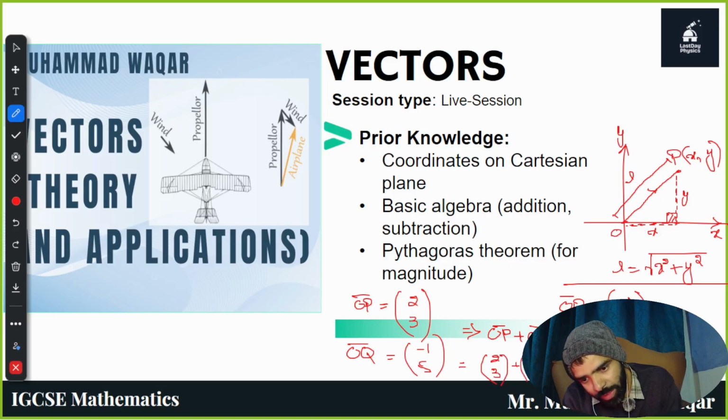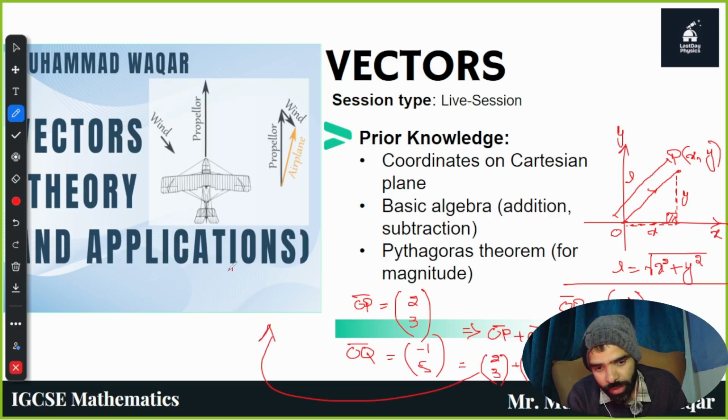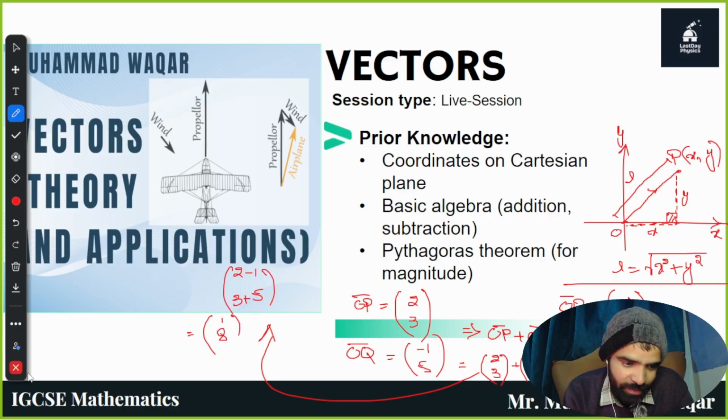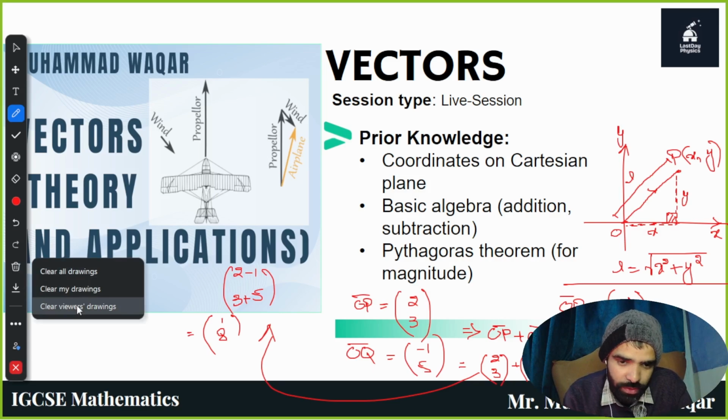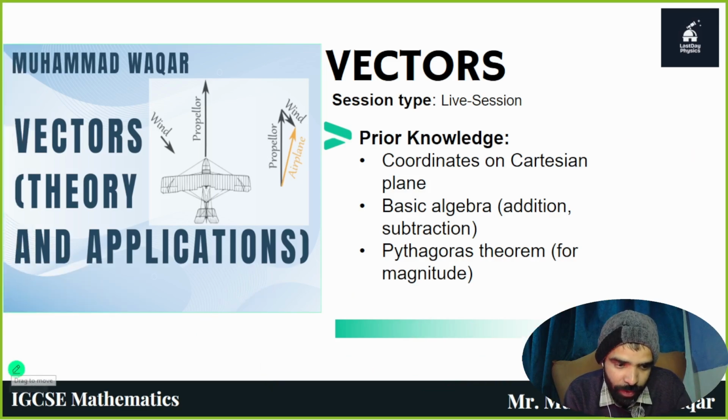So it would be a direct sum, and at the end we just have to write it in the form of column. So it would be direct sum of x with x value, 2 plus -1 is 2 minus 1, 3 plus 5, and their sum then becomes 1 and 8. Let's move to the next slides. This is a brief overview and the knowledge that we need to start vectors in maths.